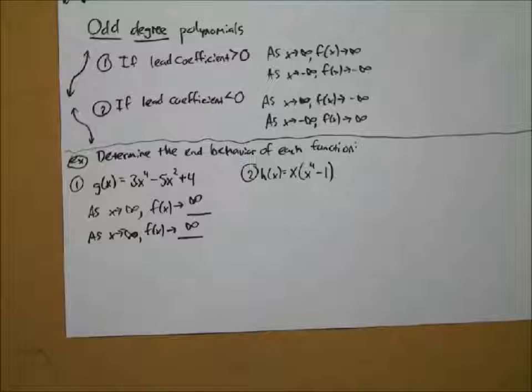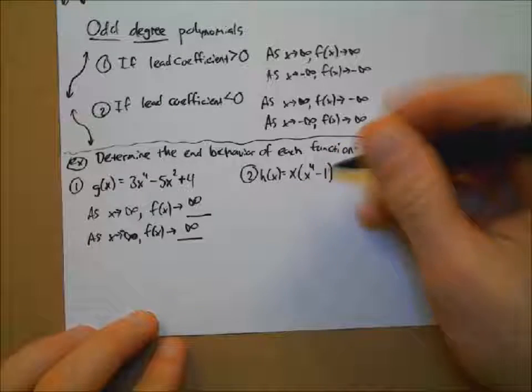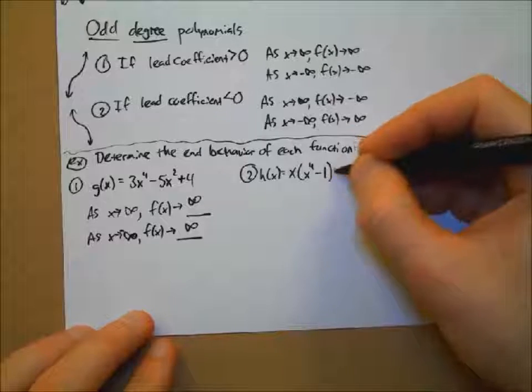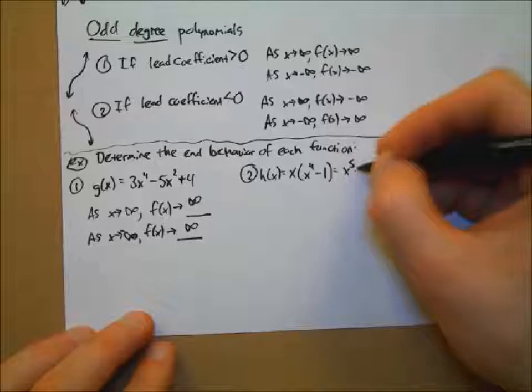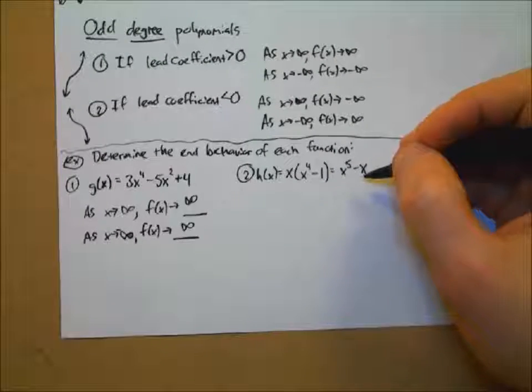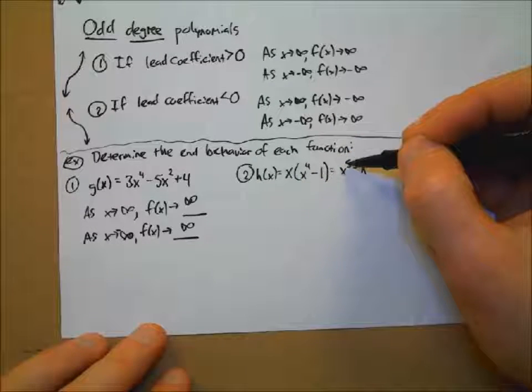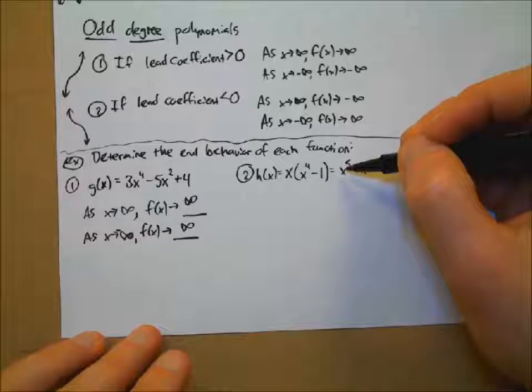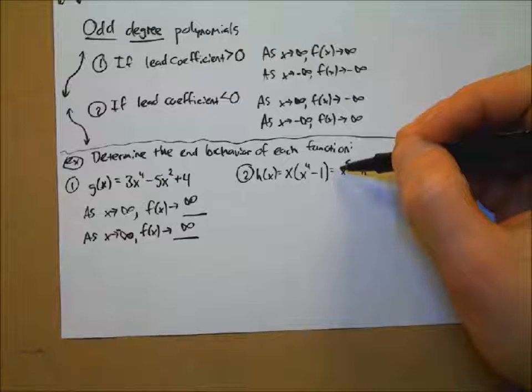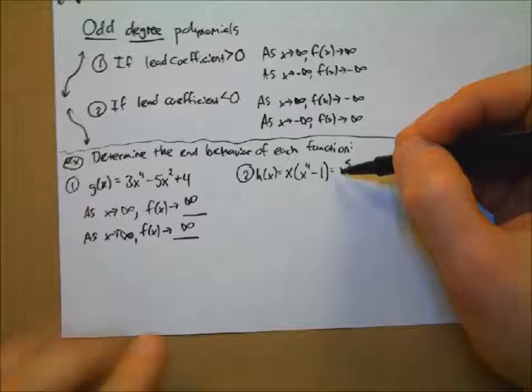Yeah, okay. So this x has to distribute to the x to the 4th minus 1 there, and so it becomes x to the 5th minus x. So the highest power here is going to actually be a 5. Even though you don't see it initially, it is 5. The lead coefficient is, well, so the degree is odd. The lead coefficient is positive.